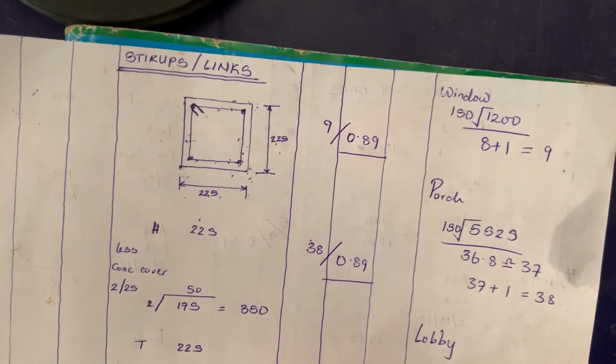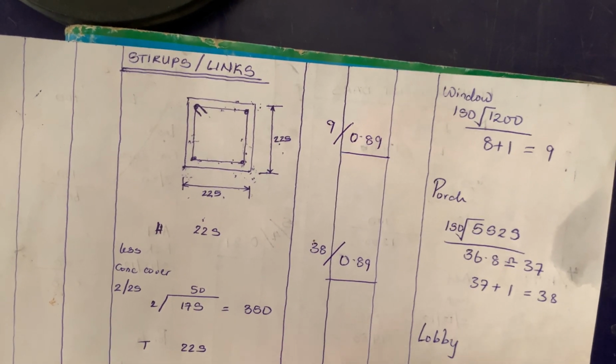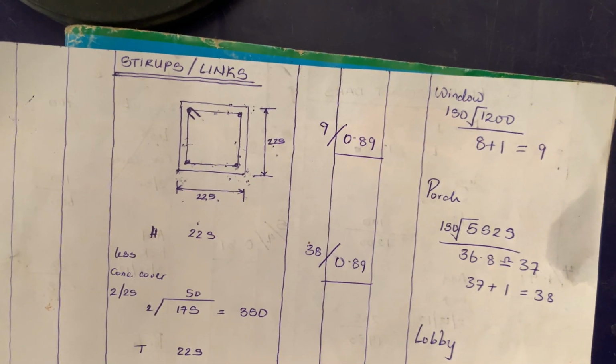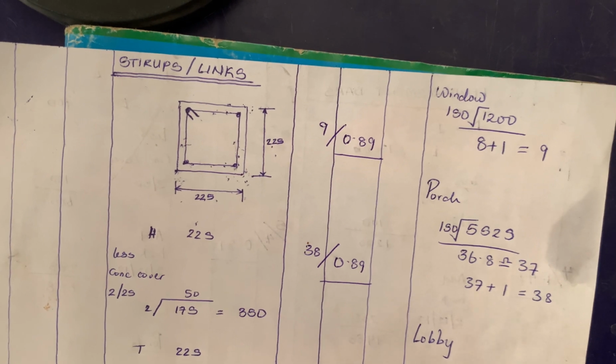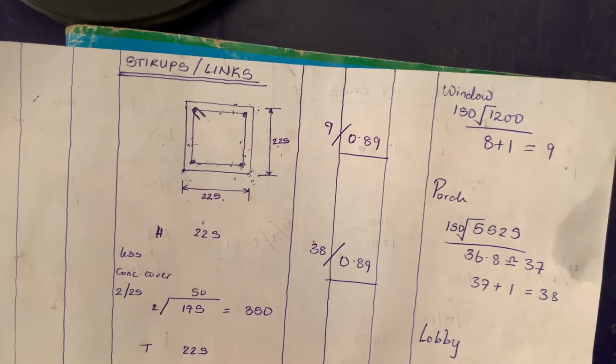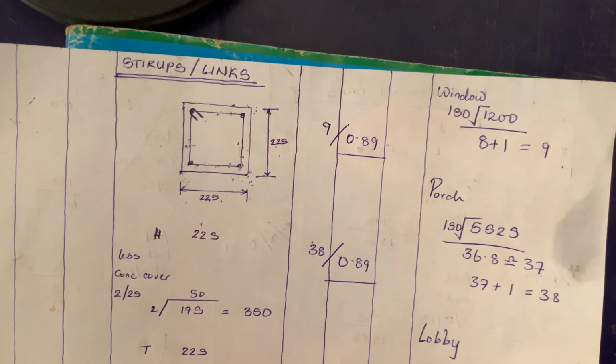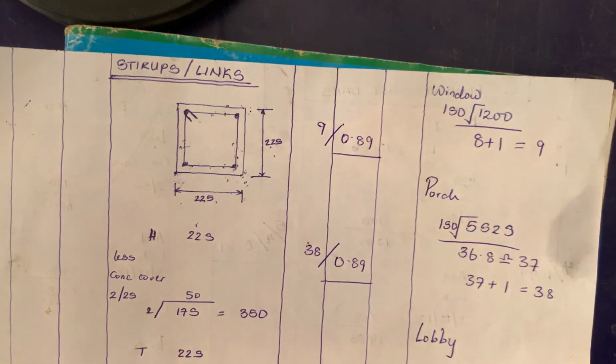The length of the reinforcement used at the lobby is 2625, divided by the spacing of 150, and that will give us 17.5, which is approximately 18 plus 1, which will give me 19. So we book 0.89 times 19, and then we close. Doing all this, you've booked for your stirrups or links that will be used to attach the reinforcement at each lintel in the floor plan.